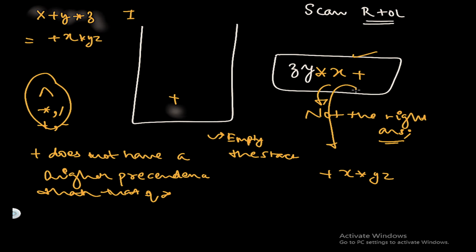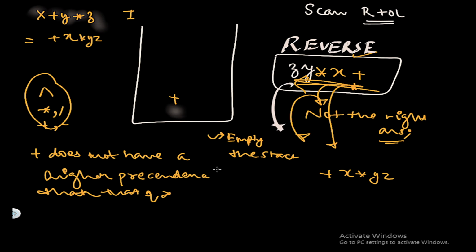Can you see a relationship between these two? If you see, then it's absolutely correct. If you reverse this given expression, you will get this. If you reverse this, you will get your expression. So the answer would be the reversal of this, which would be plus x into y z. So this is our answer.